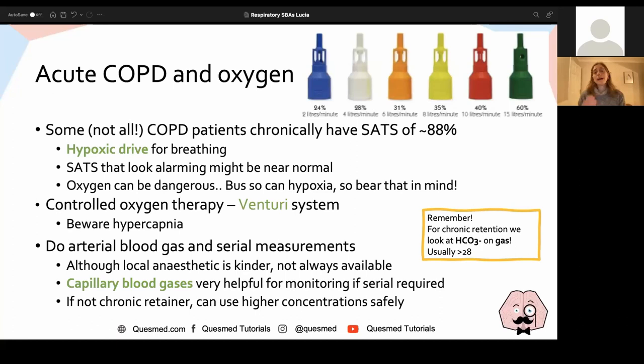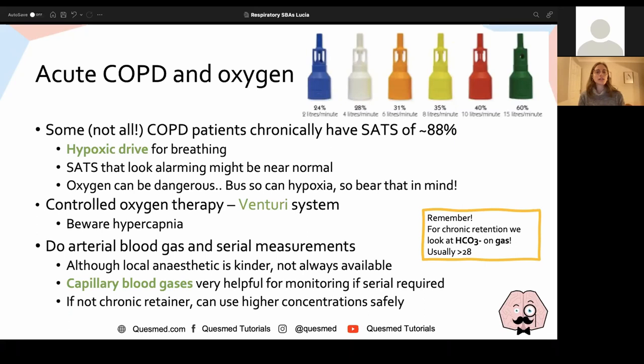And this whole thing about CO2 and COPD goes back to the fact that patients that have chronic CO2 retention will become desensitized to the effects of CO2 on respiratory drive and rely on hypoxia to keep breathing. So it's important for them to be on a slightly hypoxic scale of 88 to 92% when it comes to saturation. And for someone who doesn't know the patient, these stats may look alarming, but they're actually near normal.